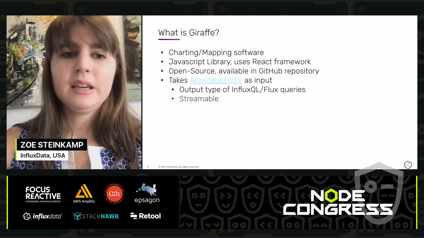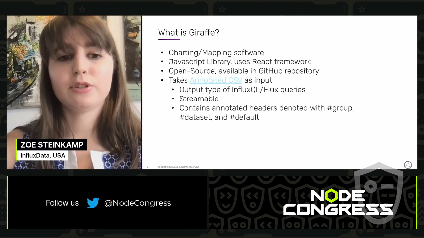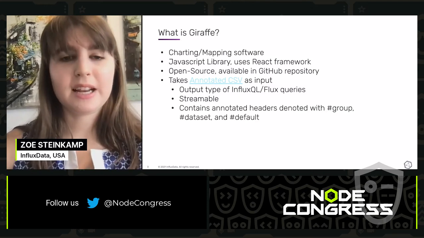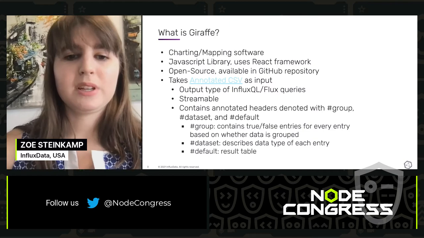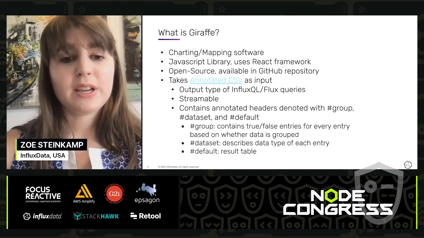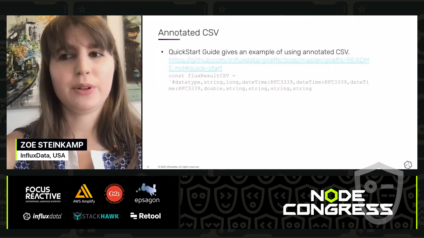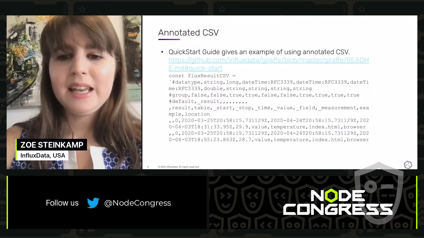queries. It's streamable. It contains annotated headers denoted with the hashtag group, hashtag dataset, and hashtag default. I am going to show an example of this in the next slide. I'm not going to go too in depth into this, but basically group contains true or false entries. Dataset describes the data type of each entry, and the default is the actual table. I'm just going to show an example because annotated CSV data is a little hard to explain.